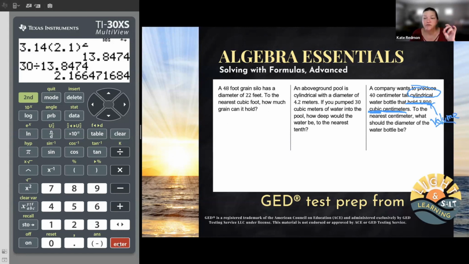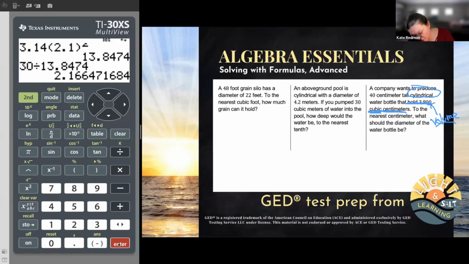But look what it's looking for. It says to the nearest centimeter, what should the diameter of the water bottle be? Well, if you're looking for a volume of a cylinder formula with diameter, you're going to be searching a long time. It's not on that formula sheet. The only formula we have that involves volume of a cylinder finds the radius. So what we're going to need to do is a two-step process. We're going to need to use that formula to find what it gives us. It can give us the radius, and then use what we learn in order to find the diameter.